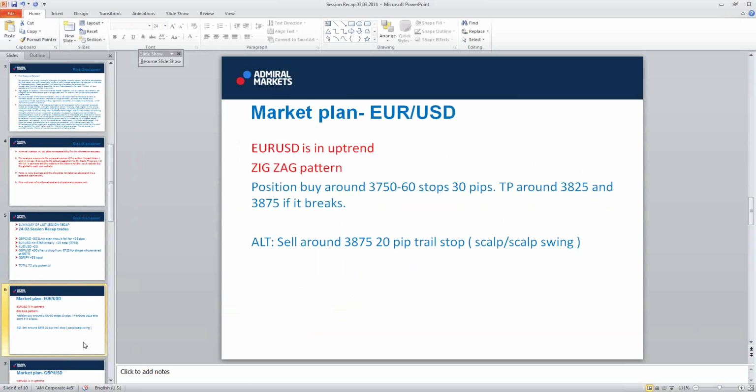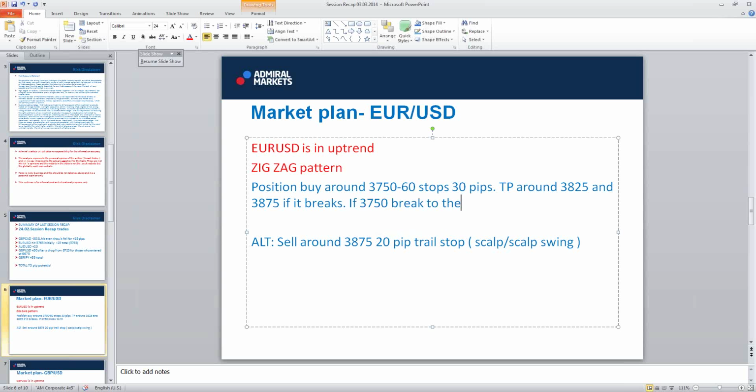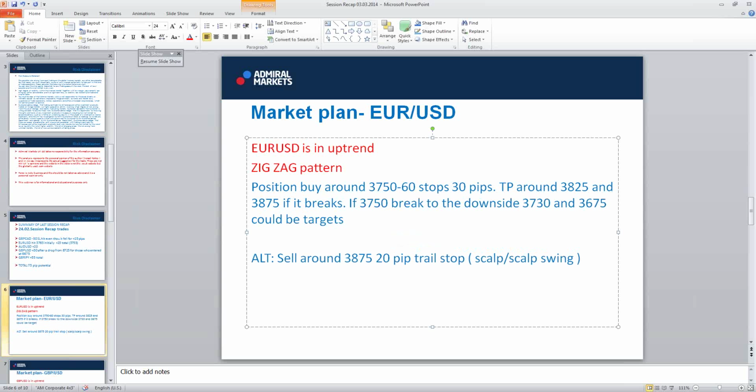Euro dollar. Same thing for me. Position buy around 37.50, 60 stops, 30 pips. Target price around 38.95. Guys, if this level breaks, I need to add. If 37.50 breaks to the downside, 37.30 and 36.75 can be targets. So pay attention also to that number.